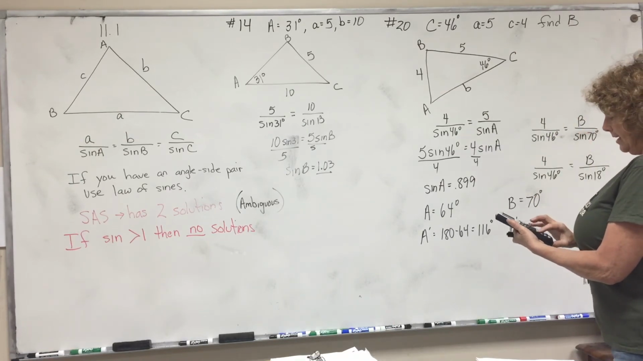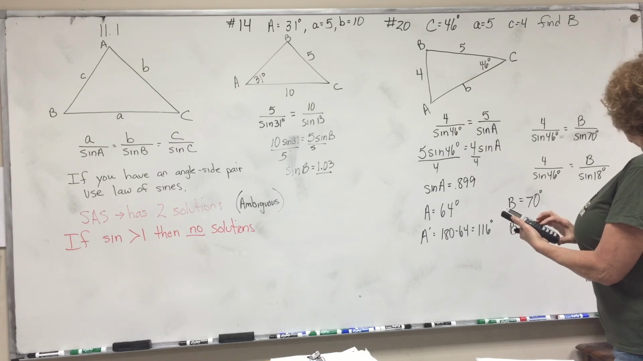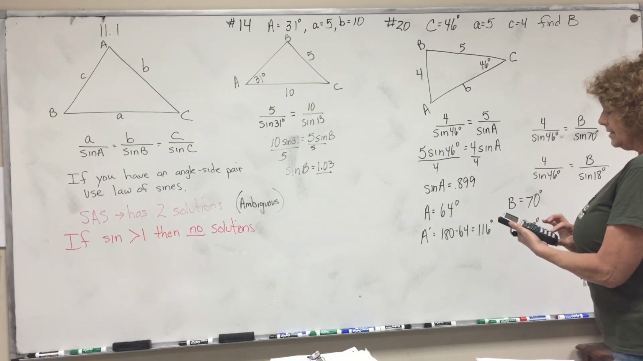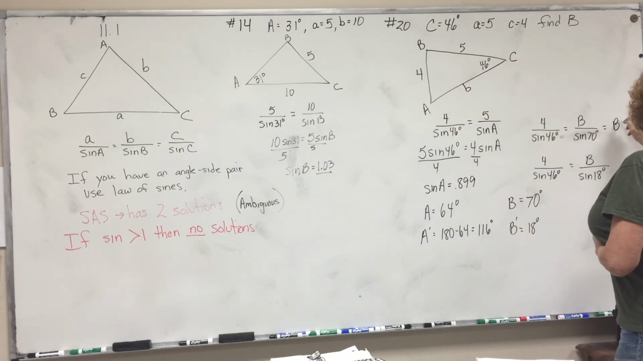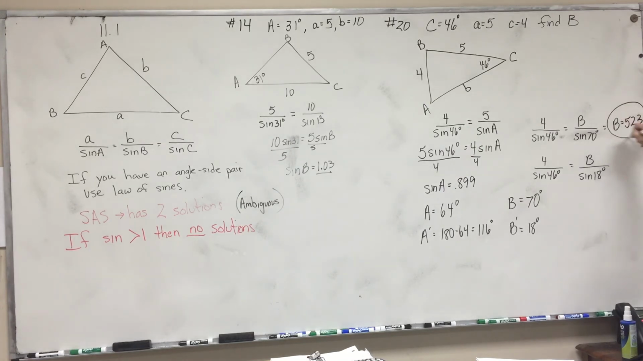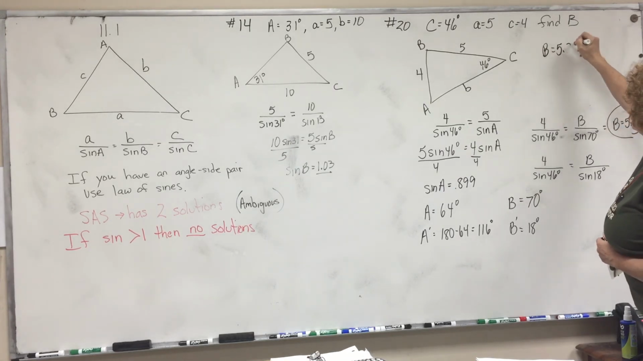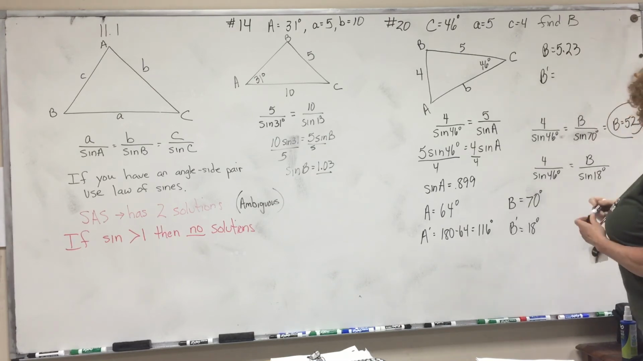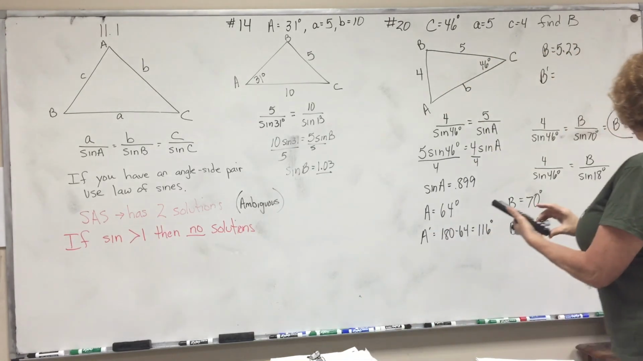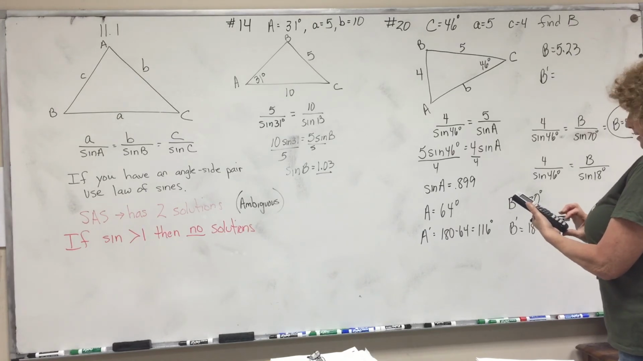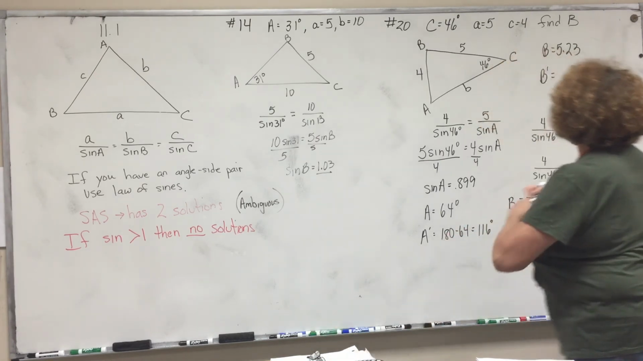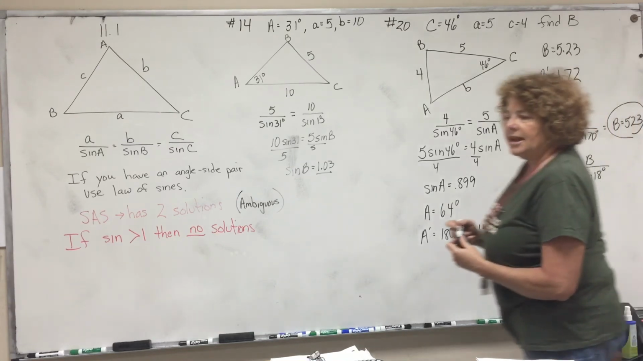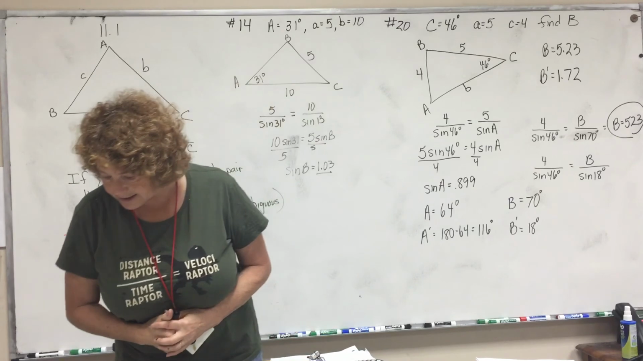4 times the sine of 70 divided by the sine of 46, and you get 5.23. So the first B is 5.23. I hope you can see it. B equals 5.23. And your second possible B is 4 times the sine of 18 divided by the sine of 46, and you get 1.72. So 1.72 is your second possible length for that.